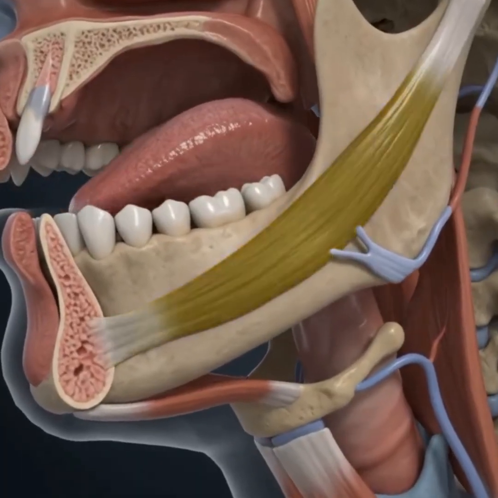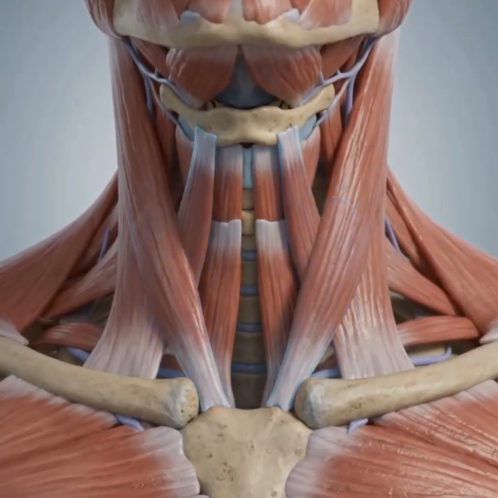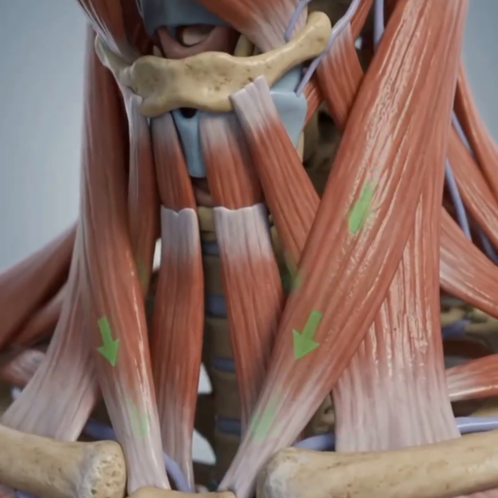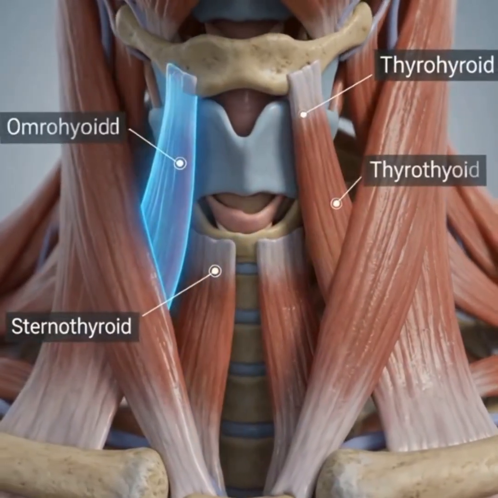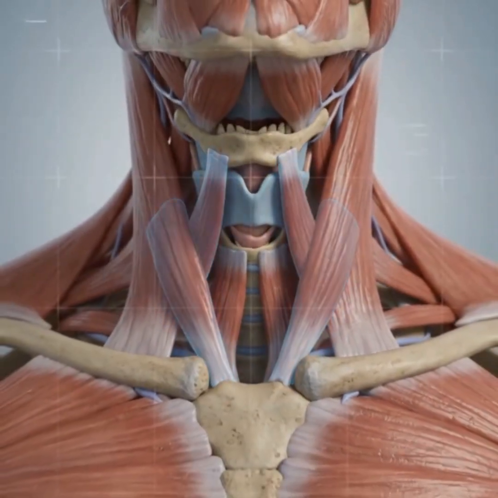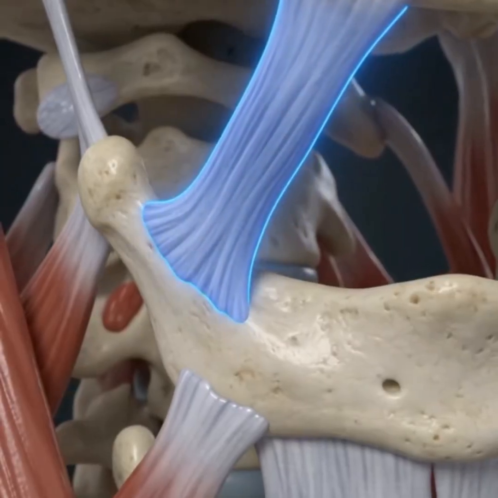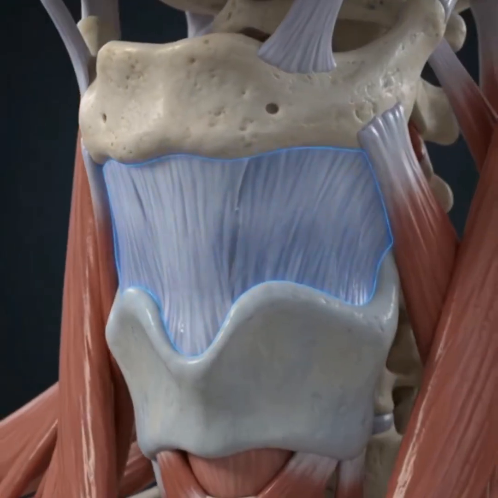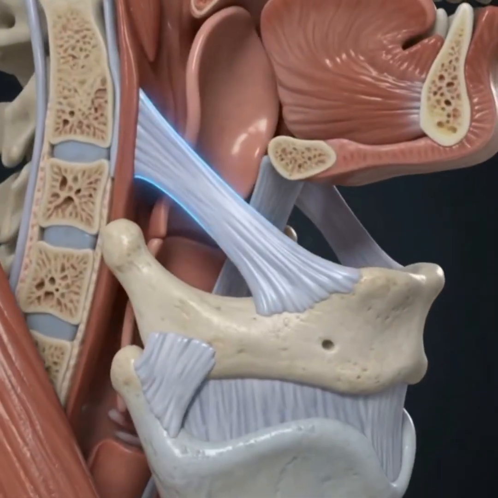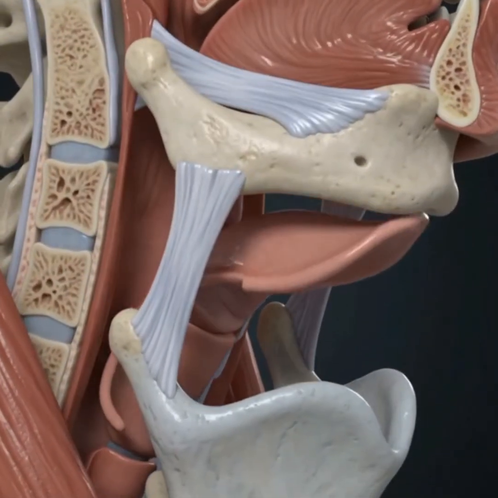Geniohyoid pulls it forward. The infrahyoid muscles are known as strap muscles. They connect the hyoid to the sternum, clavicle, and scapula. These muscles pull the hyoid bone downward. They act to depress the larynx. Beyond muscles, the hyoid is supported. The stylohyoid ligament suspends it. The thyrohyoid membrane connects it to the cartilage, and the hyoepiglottic ligament connects to the epiglottis.